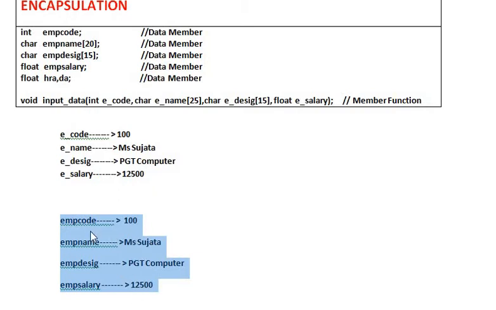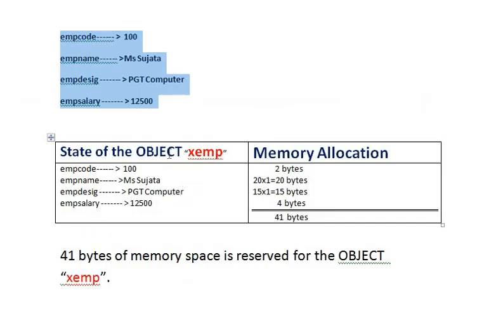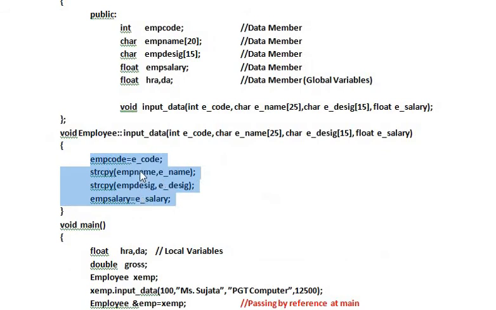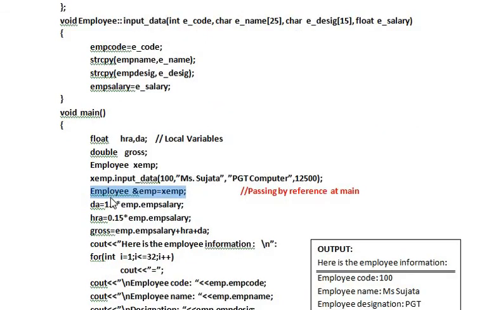Now these values assigned to these data members indicate the state of the object known as XEMP. So the state of the object XEMP is indicated by these values which are assigned to its data members. And once this function body builds the state of the object XEMP, the control is again going to move to this point just after this statement.